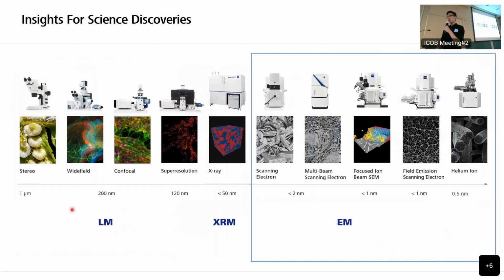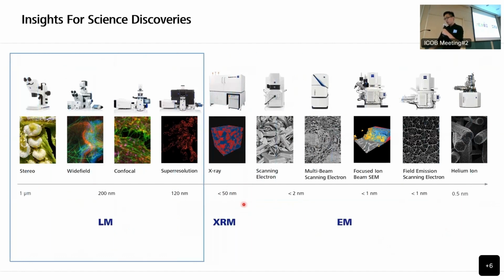And also the electron microscope. Zeiss used to have transmission electron microscopes, but for now we just focus on scanning electron microscopes. Here you can see the common scanning electron microscopes, and the more advanced focused ion beam SEM, and also the helium ion beam.